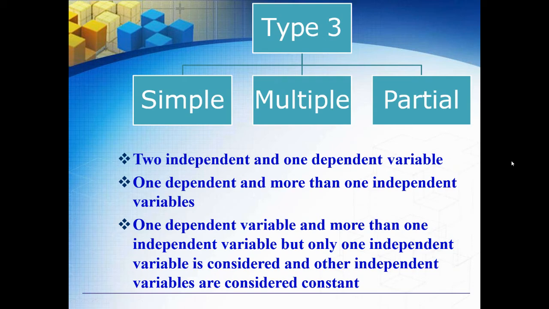So we have now type 3. Type 3 is composed of simple, multiple, and partial. Simple means one independent and one dependent variable. Multiple means one dependent and more than one independent variable. And for partial, we have one dependent variable and more than one independent variable, but only one independent variable is considered and the other independent variables are considered constant. So in partial, if you consider an independent variable as constant, that means you're not going to change the value of that variable. Only one independent variable needs to be changed.